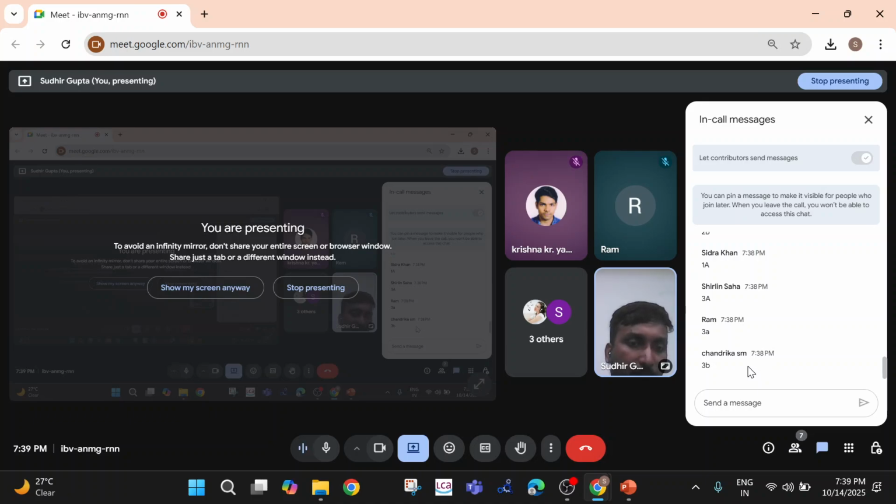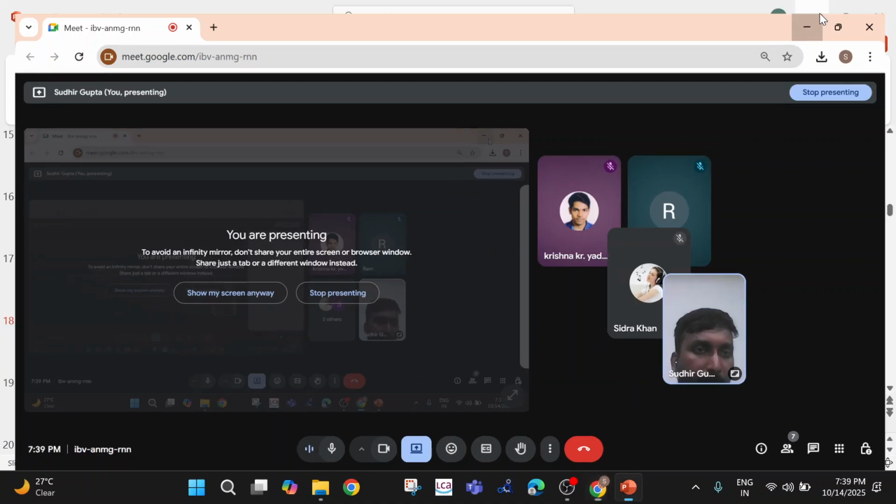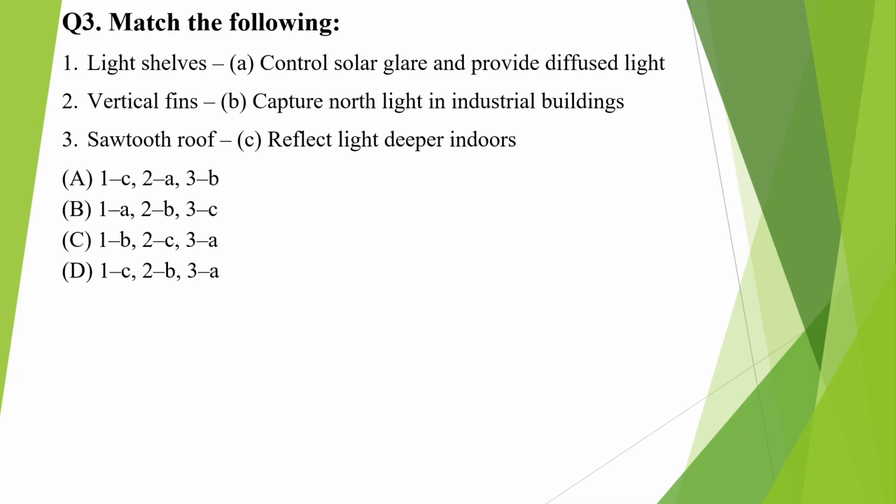Sidra, do you want to add your answer for this question? It's 1A you have mentioned, or maybe for question number 3. Okay, got it. So you are also mentioning A. Three of you are mentioning A, but one of you is saying B. So let me tell you all that three of you are correct. Whoever has mentioned option A, they are correct.